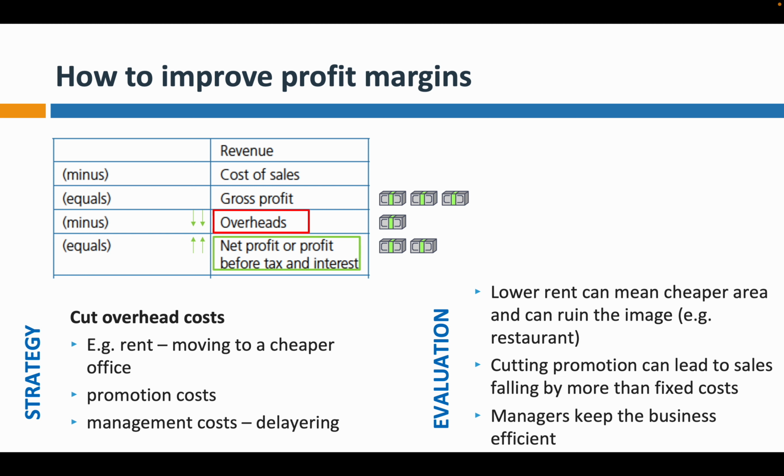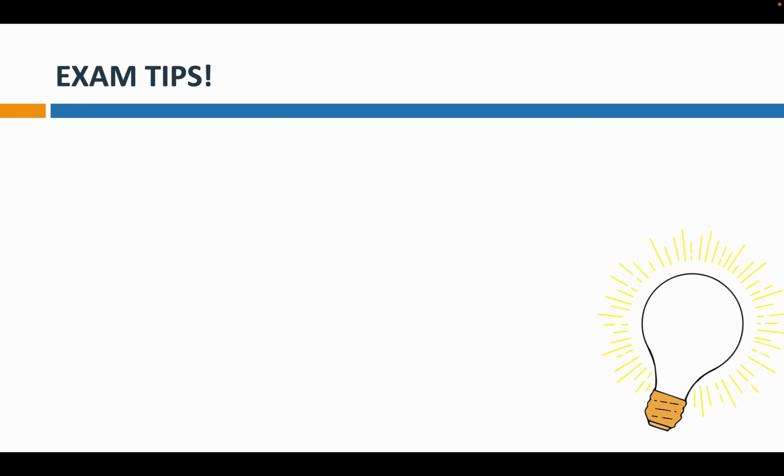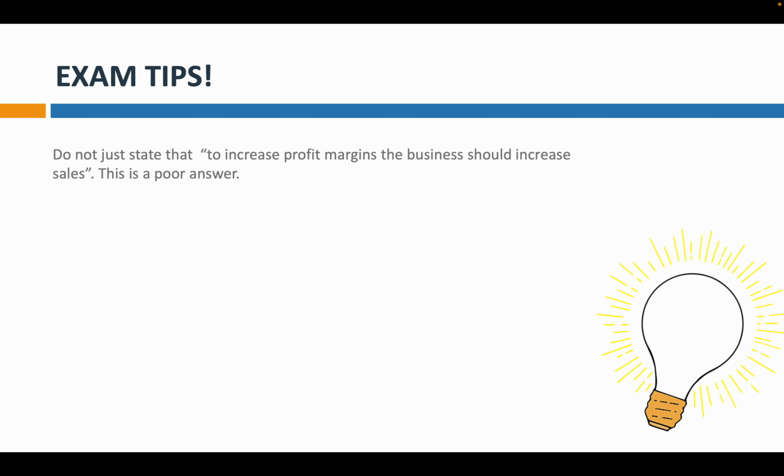So these are just very simple examples of the strategies that you can use in order to improve your profit margins, whether it's your gross profit margin or your net profit margin. And now an exam tip, which I kind of mentioned, but I would like to stress that again. In an exam, do not just state that in order to increase profit margins, the business should increase sales, because that would be a poor answer. We have to go even further.